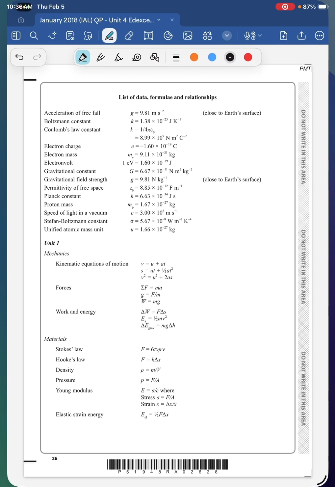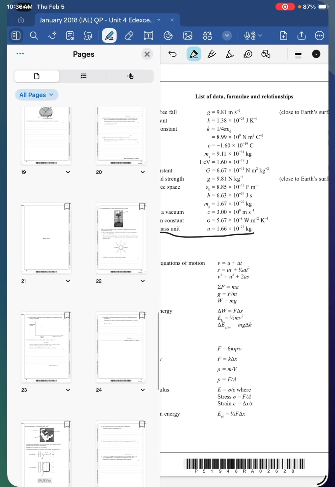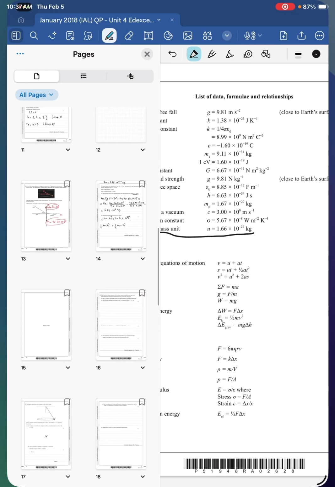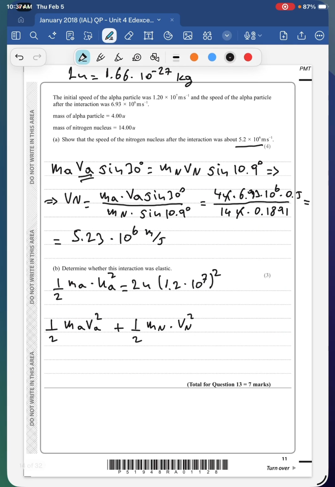Okay, so yes, unified atomic mass unit, so I'm right. Let's go back. Okay, here, right. And so this is equal to 4.78 times 10 to the negative 13 joules. And if we calculate the quantity on the bottom, we will find 4.77 times 10 to the negative 14 joules. So the interaction is indeed elastic, right?